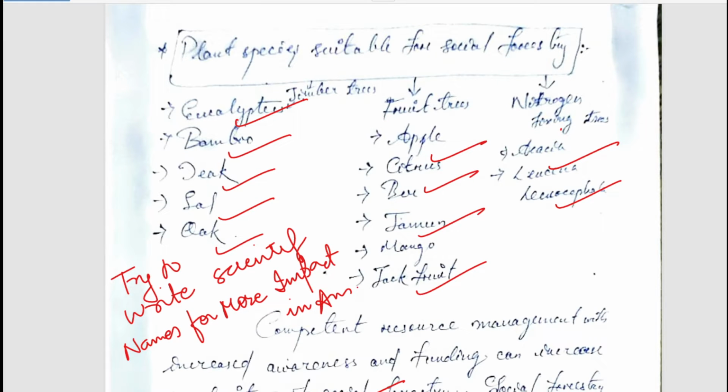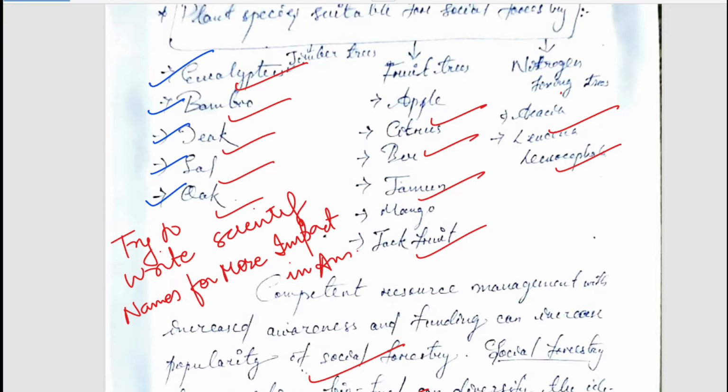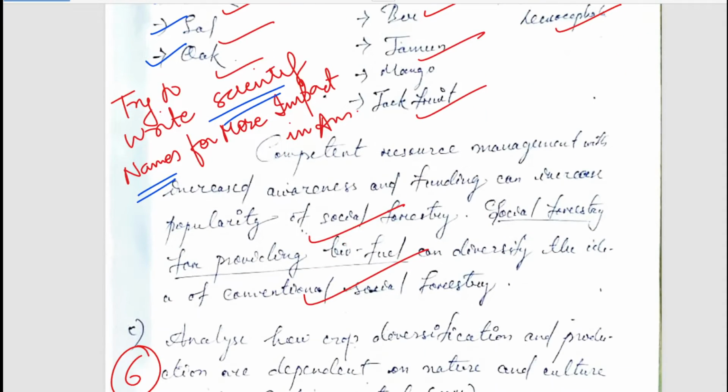Now where we have to write some suitable species for social forestry, I think the student has written a lot of names: eucalyptus, bamboo, teak, sal, oak. But whenever you are writing names, try to write scientific names. That enhances your answer and provides more impact. Whenever the examiner reads a scientific name, it is more impactful for the examiner also. If you don't know the scientific name, then write the common name. It is okay, it is not bad. But if you know the scientific name, please write it. It enhances your answer. So this was the second question.